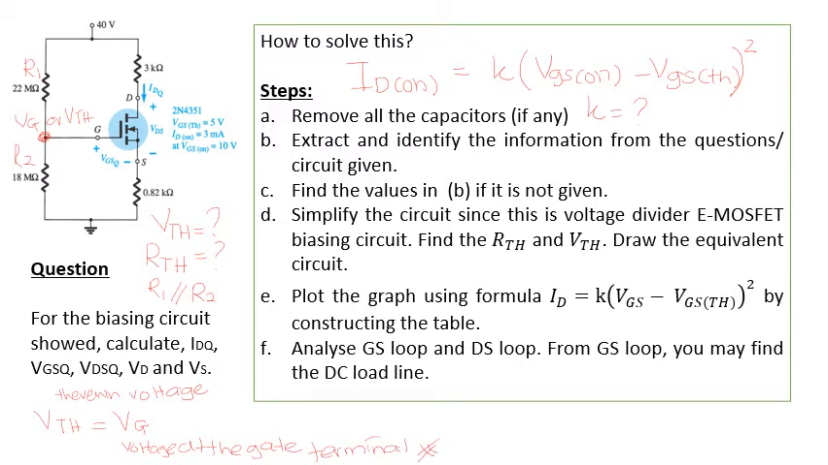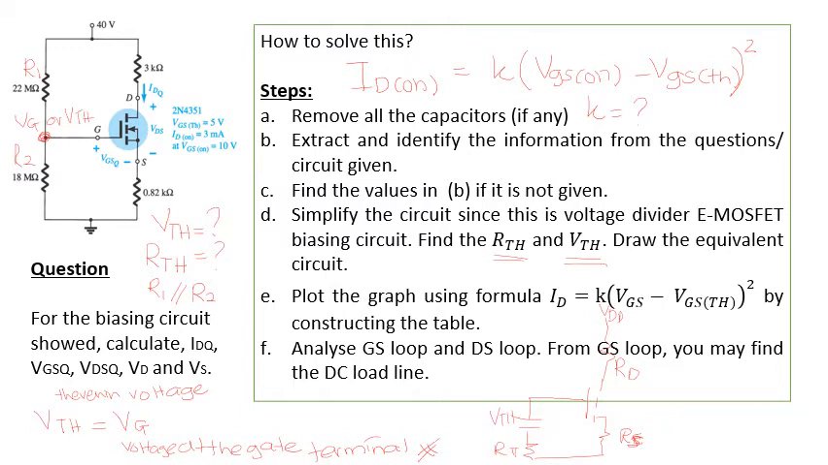Okay, so remember, what you have to do is find the value of the RTH and the value of VTH. Then you can draw the equivalent circuit. For example, this one is the VTH, this one is the RTH. Then you can draw the MOSFET and the VDD. This one is the RD, this one is RS. So, it is simple.